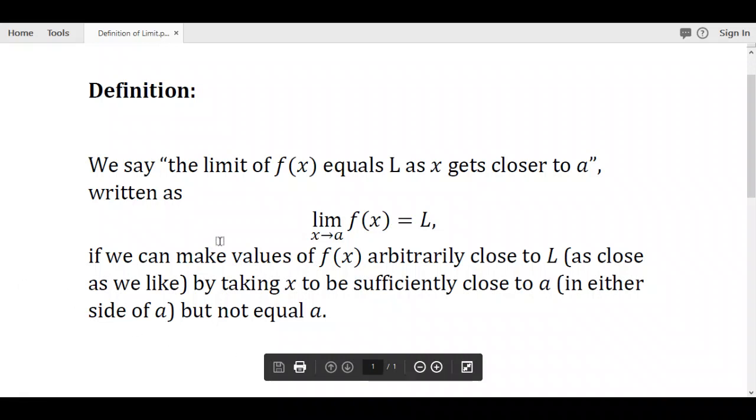All right, so let's now have a formal definition of what it means to be a limit of a function as x gets closer to a limit point a. This definition is quite standard and is written in many textbooks out there. The definition says, we say that the limit of f of x equals L as x gets closer to a, formally written with the symbol lim, lim of f of x equals L, when x is allowed to get close to a.